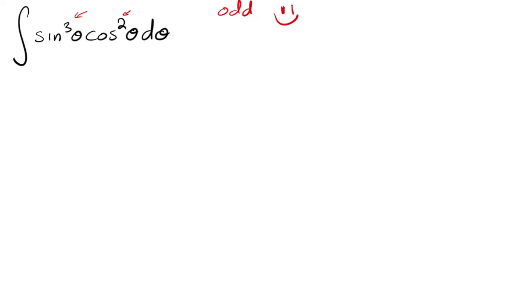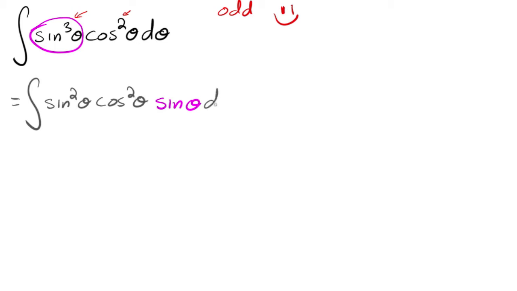If one of them is odd, then what you do is you break it up. In this one, sine is odd, but if cosine was odd, you would do the same thing. You're going to grab one of the sines and put it off to the side, and what's left over is just sine squared and then cosine squared d theta. So why would you want to do that? Well, because then you can use your trig identity. You can convert this sine squared into 1 minus cosine squared.